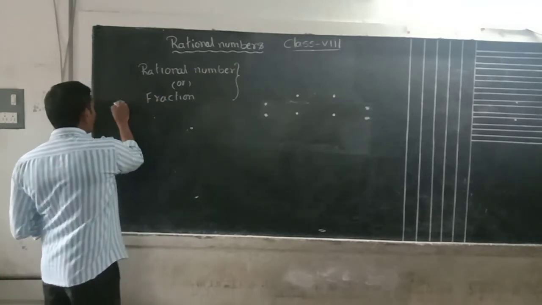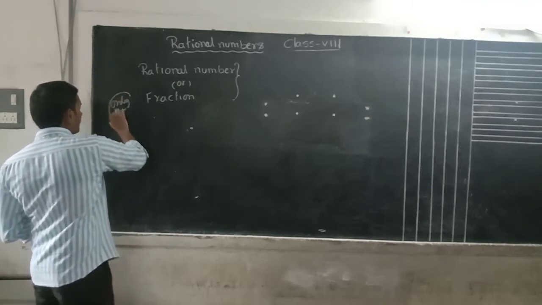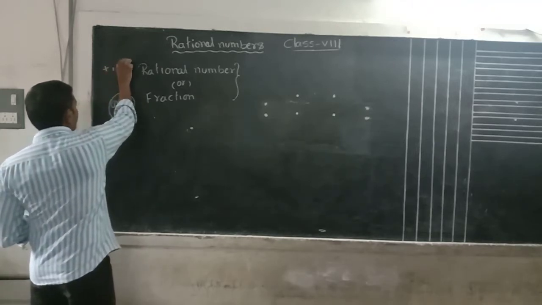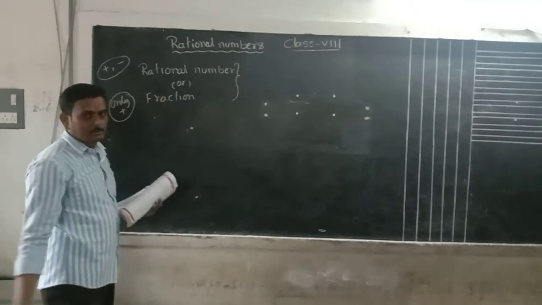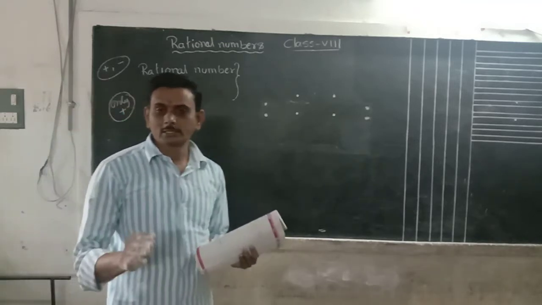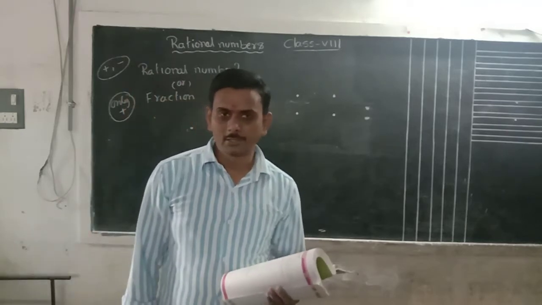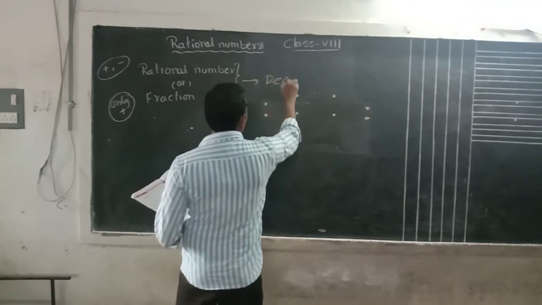Fraction means only positive. Only positive numbers we can take here. In a rational number, both plus and minus numbers we can take. That means minus 7 by 6 we can take as a rational number. Fraction means the numerator and denominator should both be positive. Then only we can call it a fraction. Whenever a fraction or rational number is given to you, we can convert it into decimal form.